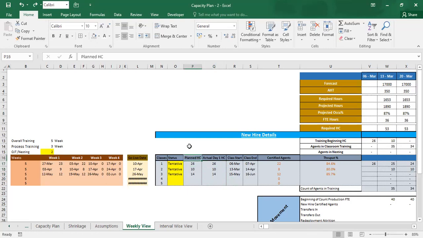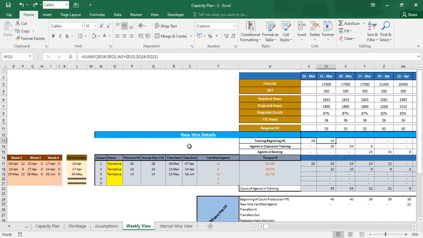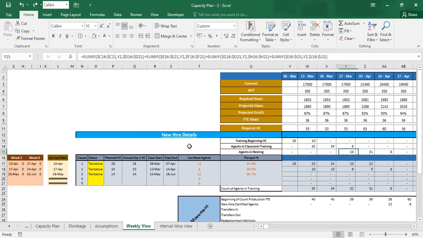So this is basically known as fill rate. While planning, we consider the fill rate on the basis of the conversion that we get from the hiring team. Now again, here I have taken the beginning head count, and this is the classroom training that is going on. And these are the numbers who are in nesting, I mean in OJT.